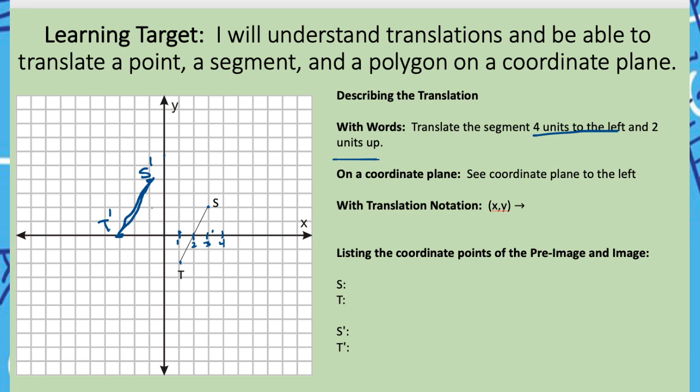All right, so I did it on the coordinate plane, and now let's write the translation notation. x comma y yields. First I'm going to write the x rule, which is 4 units to the left. So again, going to the left means I'm going to do x minus 4. And then the vertical rule, or the y coordinate rule, 2 units up. So I'm going to say y plus 2.